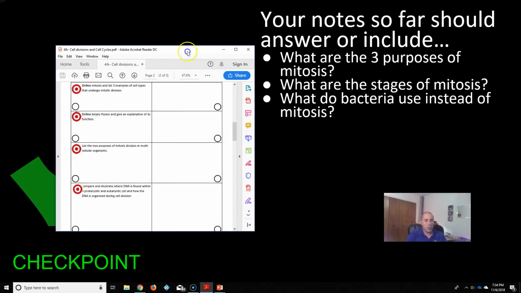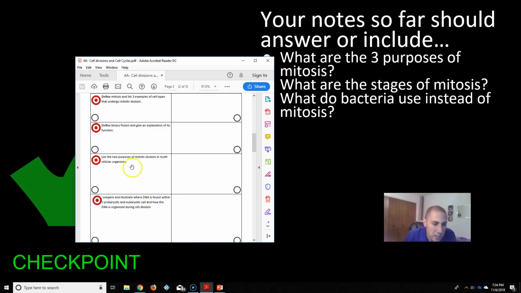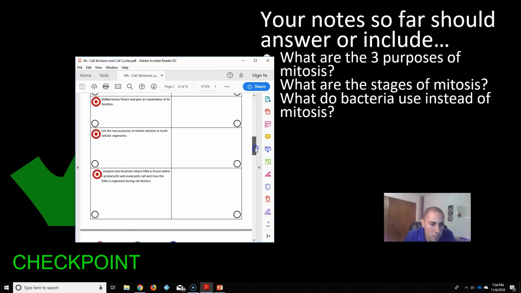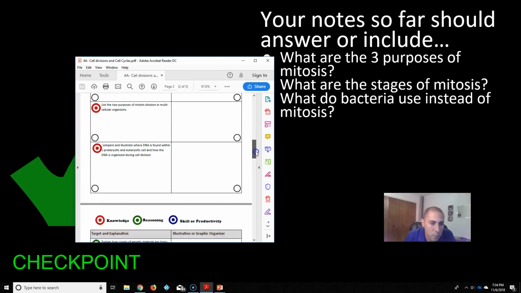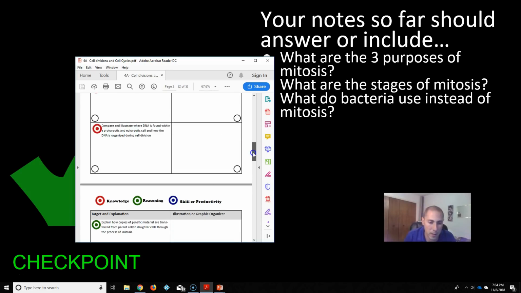So if we look at our targets now, let's see, listed purposes, yes. Compare and illustrate how DNA is found within a prokaryote and eukaryote cell and how the DNA is organized during cell division. So here's where you talk about those chromosomes versus that plasmid and talk about organizing those chromosomes, pulling apart, breaking down the nuclear envelope versus just making a quick copy of that plasmid, right? That's what that target's about.